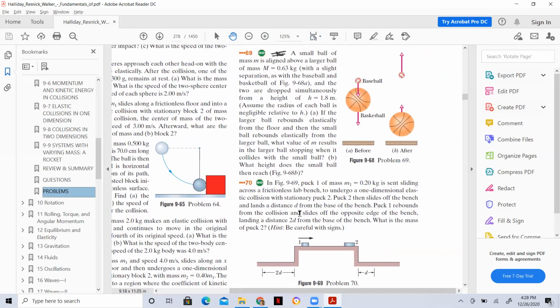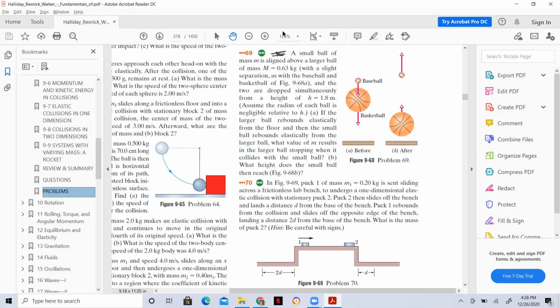In figure 9-69, puck 1 of mass m1 0.2 kg is sent sliding across a frictionless lab bench to undergo a one-dimensional elastic collision with stationary puck 2. Puck 2 then slides off the bench and lands a distance d, marked in the diagram from the base of the bench. Puck 1 rebounds from the collision and slides off the opposite edge of the bench, landing a distance 2d, also marked from the base of the bench. So they want to know the mass of puck 2.